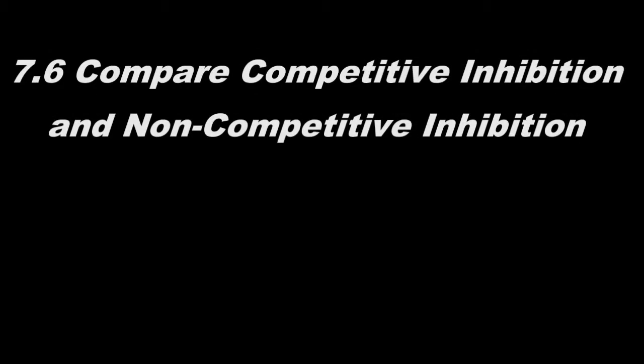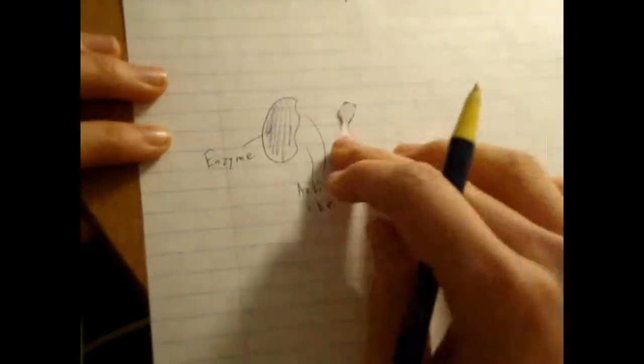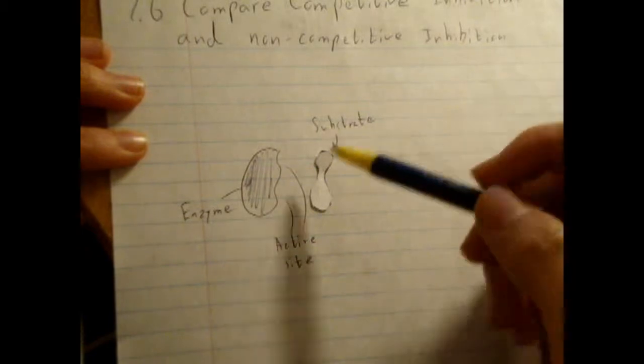Okay, compare competitive inhibition and non-competitive inhibition. This is topic B, objective 7.6. Alright, here is an enzyme. This is the active site, and here is the substrate. So basically what happens is that the substrate goes into the active site of the enzyme and undergoes a reaction.